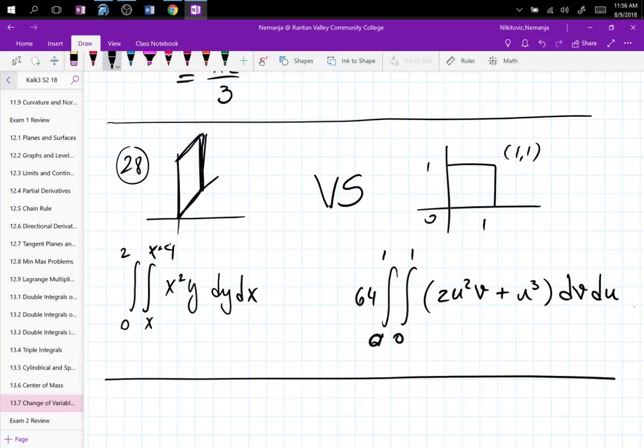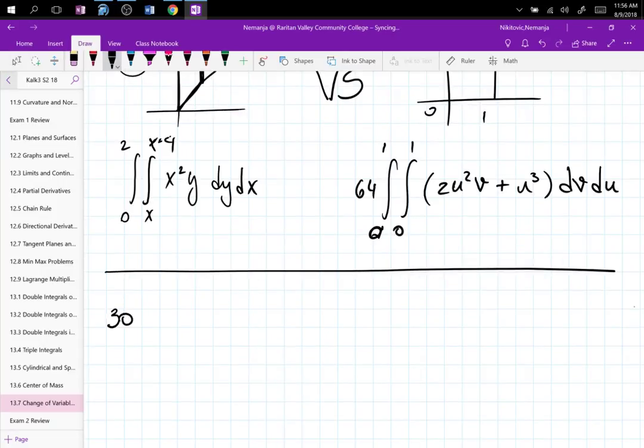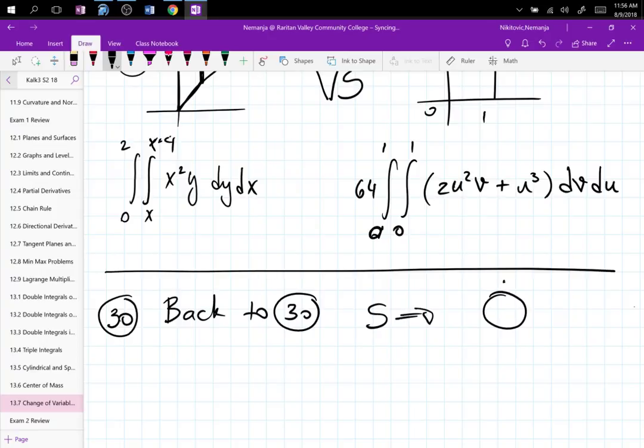So now I want to finish off problem 30, which is the problem that we have for our ellipse problem. So back to 30. What we know now is that our region S is the unit circle. We had our transformation T. It was so long ago. It was 4 pages ago.